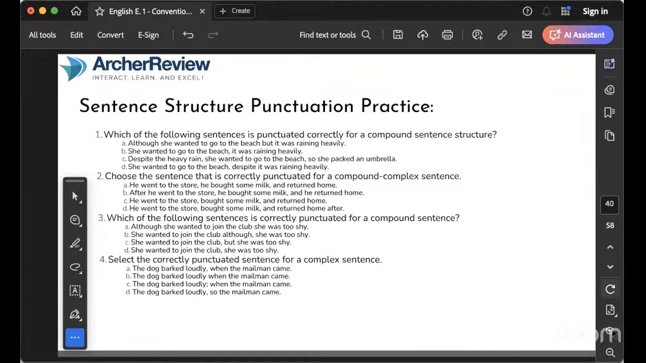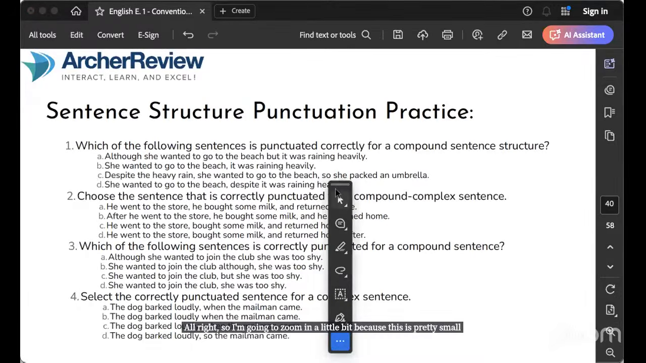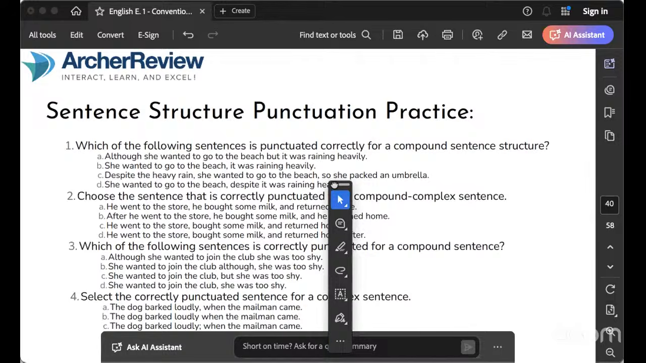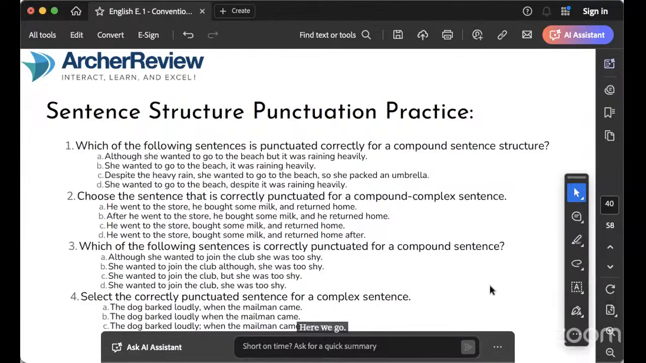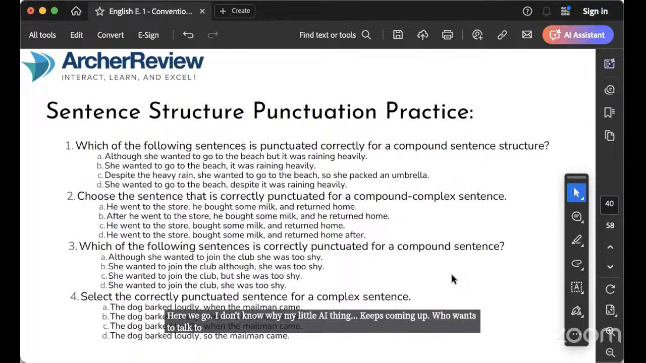All right, so I'm going to zoom in a little bit because this is pretty small. Here we go. I don't know why my little AI thing keeps coming up. It wants to talk to me so badly.